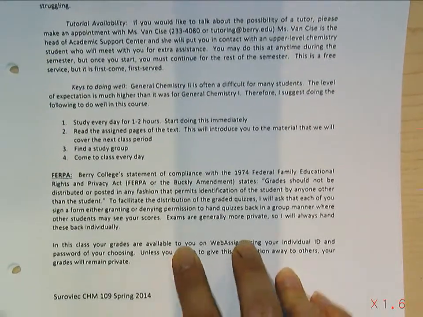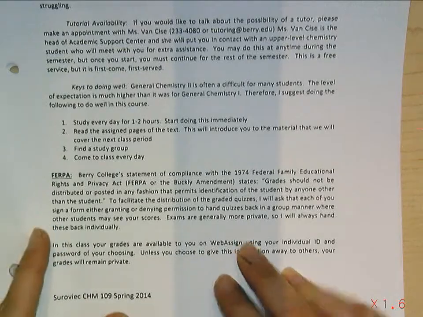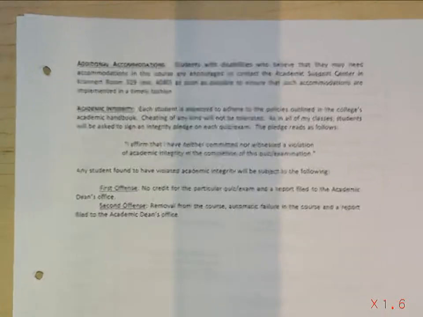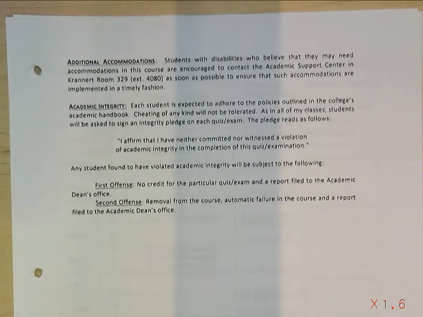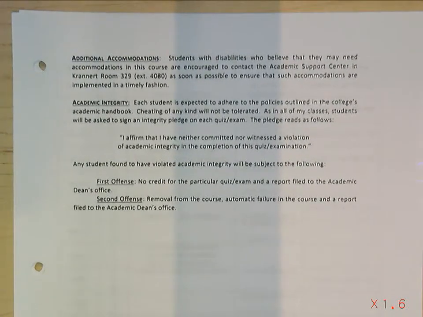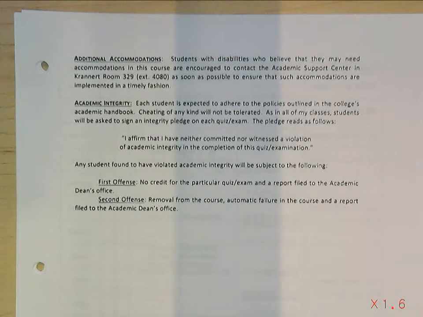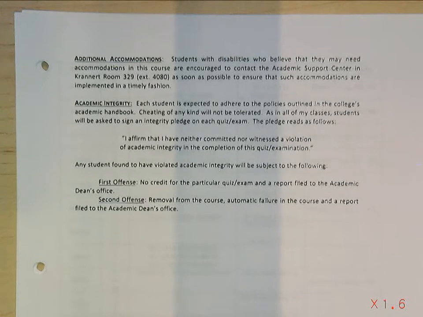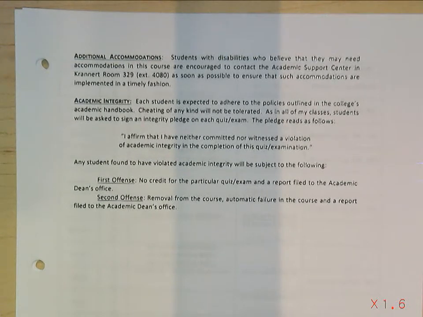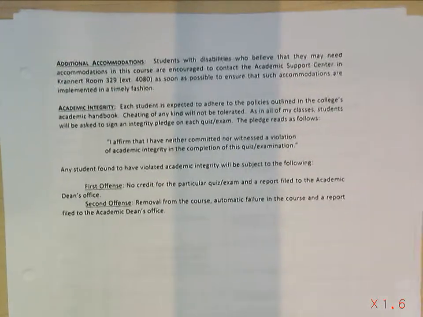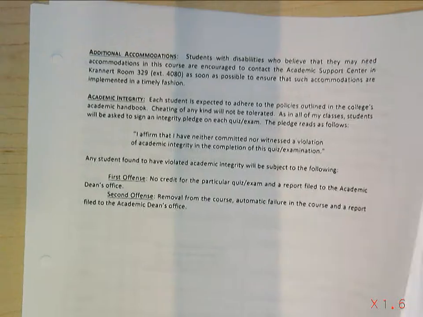FERPA just says don't have your parents call me about your grades. I'd rather talk to you about it. If you need additional accommodations, you need to talk to the Academic Support Center. So if you find that you need more time for exams or you need something else, I can't do anything about it until you've talked to the Academic Support Center. And lastly, no cheating. Please don't cheat. I don't want to kick you guys out. So, no cheating.